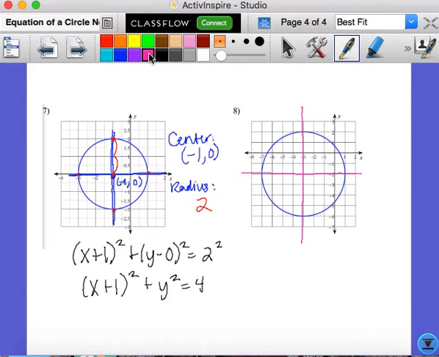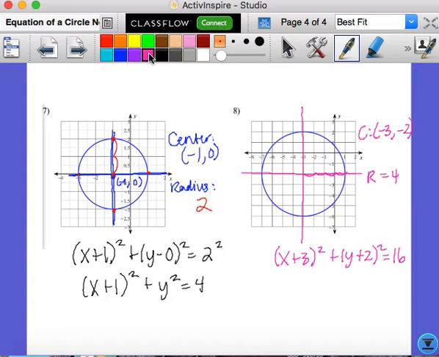Our center this time is at (-3, -2). Our radius this time is 1, 2, 3, 4. So in my equation, (x + 3)² + (y + 2)² = 16. Again, remember that we square that radius.